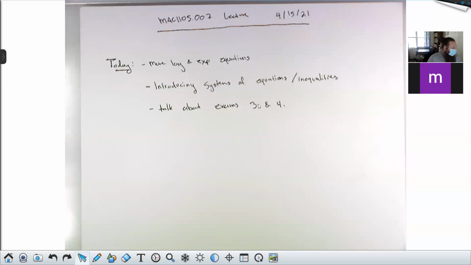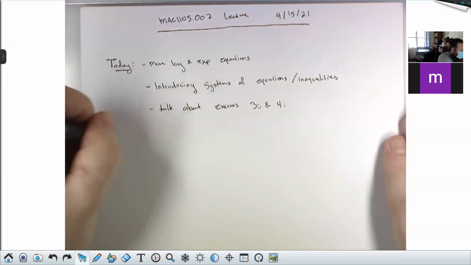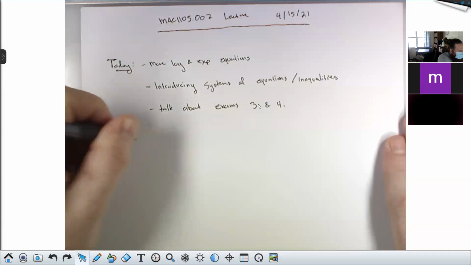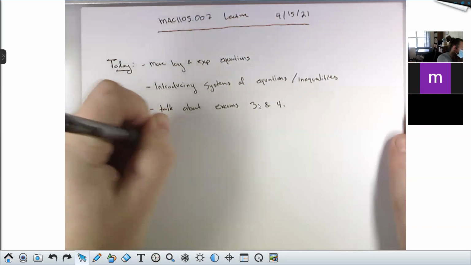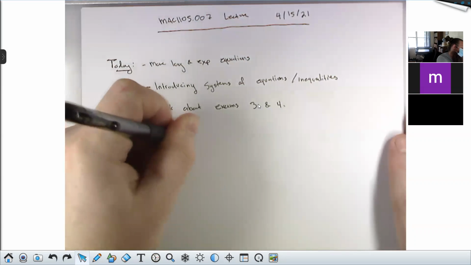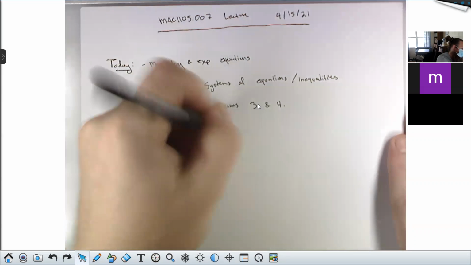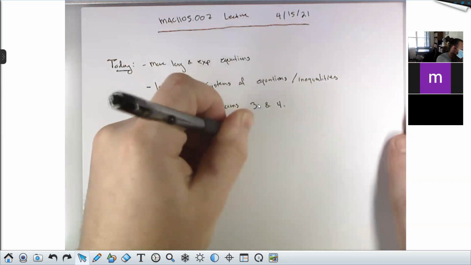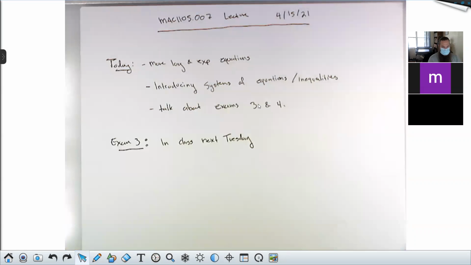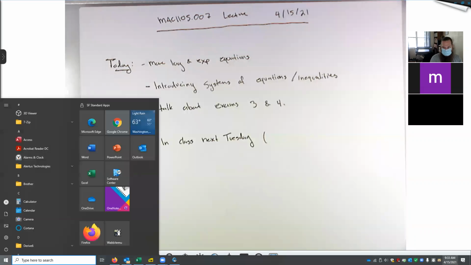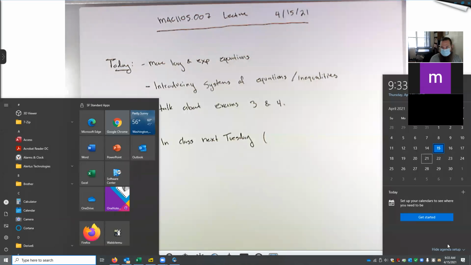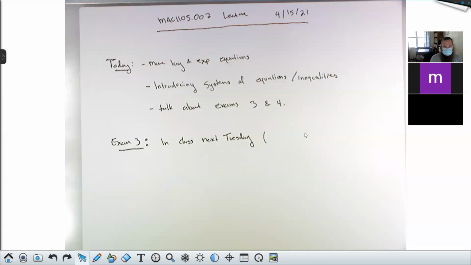All right, let's do the bottom line first. So exam 3, that's going to be next Tuesday. So this will be in class next Tuesday. Because I was just today able to publish the project. So there's a project associated with each exam, of course. So exam 3 is going to be next Tuesday, which I think is the 20th.